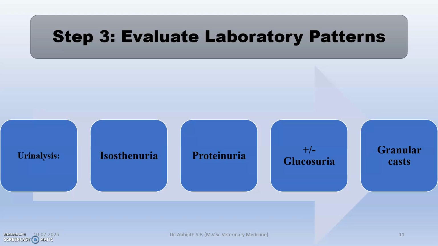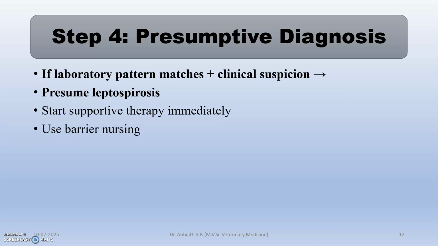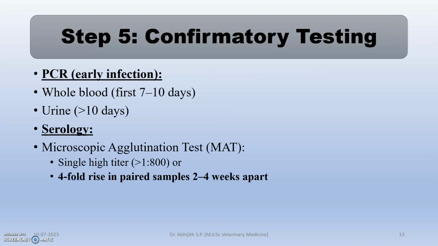Isosthenuria and proteinuria will be there because of the AKI, glucosuria may or may not be there, and also granular casts will be there because of acute tubular necrosis. If all these laboratory patterns match and clinical suspicion is there, we can at least assume that it is a leptospirosis case and start supportive therapy and use barrier nursing.